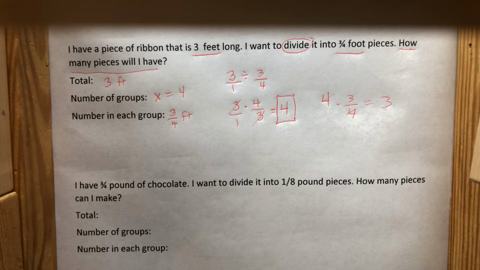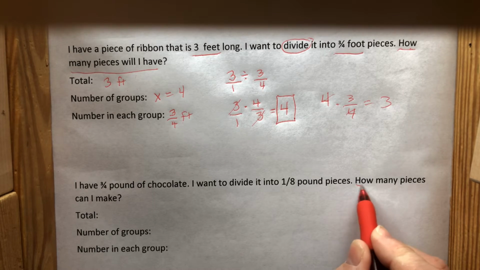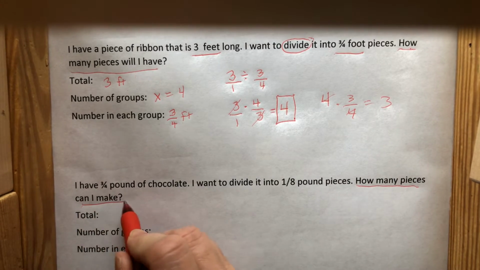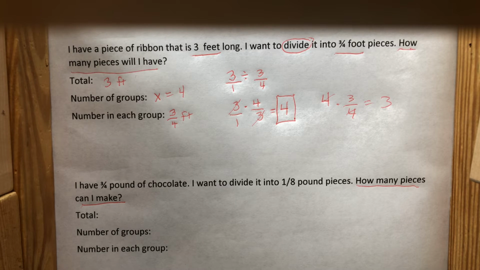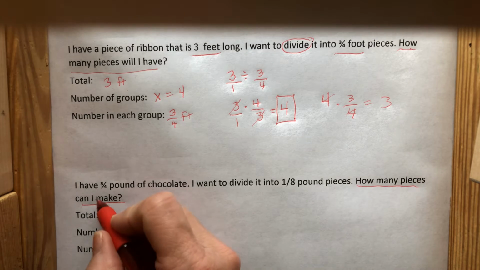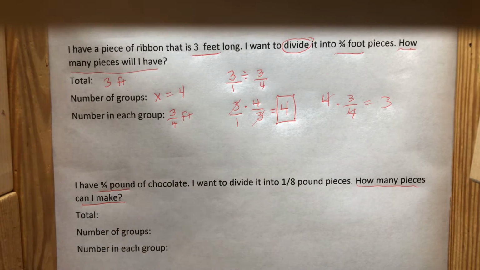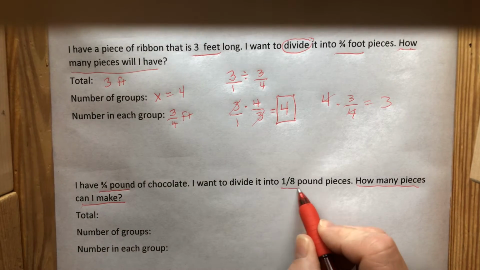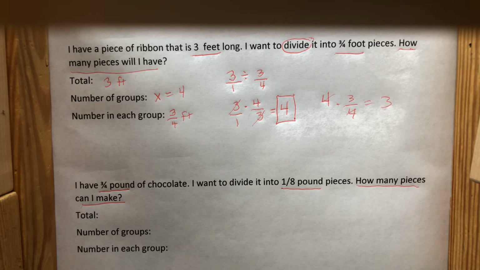The first thing I have to do is understand the problem. That means, what is the question? See if you can underline the question. How many pieces can I make? That's the question. Now, the other part of understanding the problem is to find out what information I know already. So it tells me I have 3/4 of a pound of chocolate, and it says I want 1/8 pound pieces.